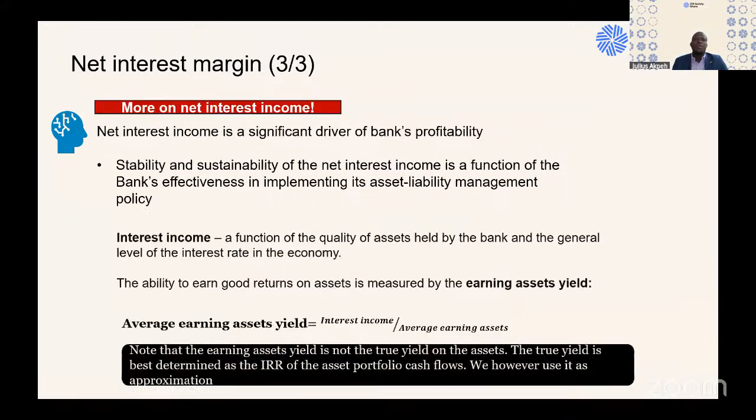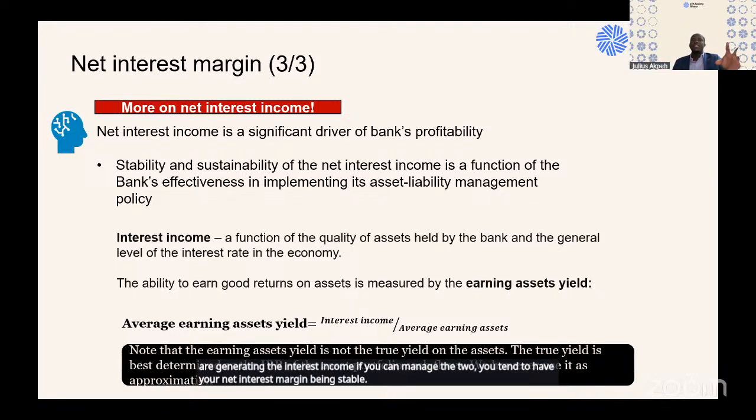Now, when we look at the net interest income margin again, I want to say something more here. The net interest income is a significant driver of a bank's profitability. We established that. Now, the stability and sustainability of the net interest income is a function of the bank's effectiveness in implementing its asset liability management policy. And I talked about this yesterday. You need to be able to manage the liabilities which are driving the interest expense and manage the assets which are generating the interest income. If you can manage the two, you tend to have your net interest margin being stable.